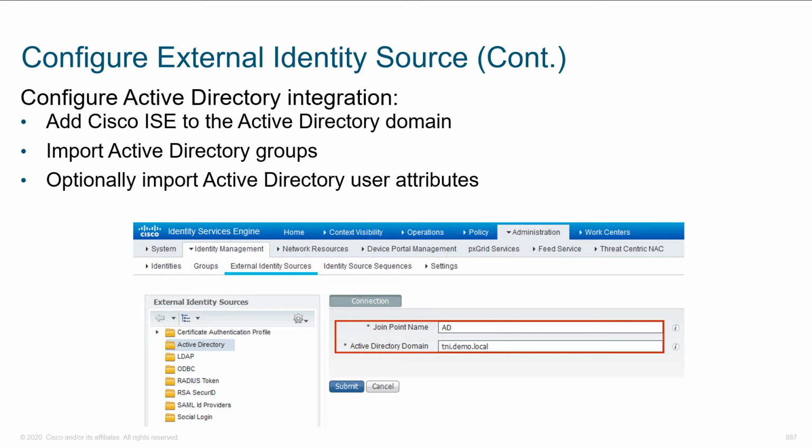All we're doing here is connecting to Active Directory. So we can specify the join point name as well as the Active Directory domain. And then what happens, we'll submit, it'll come back and prompt us for a user account that's got the ability to do administration of AD, type in those credentials, and then this device, an ISE appliance, will appear within Active Directory Users and Computers.